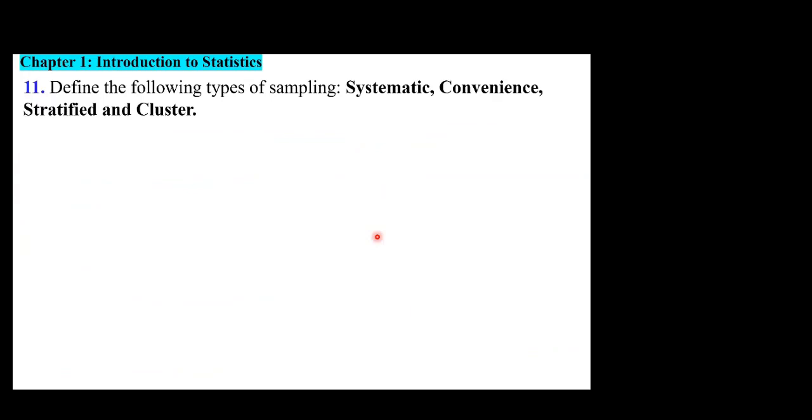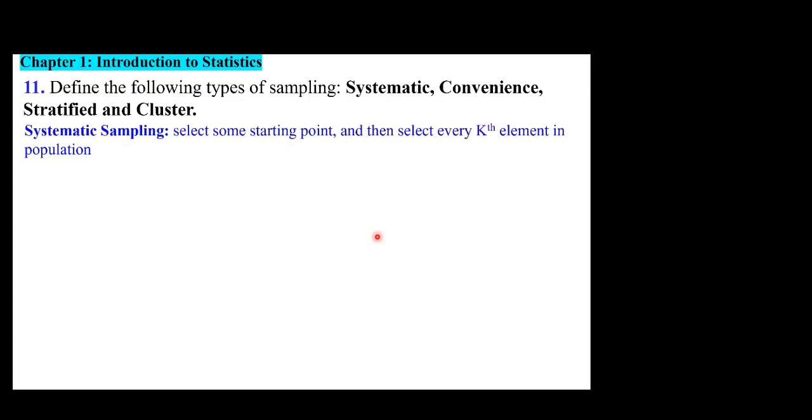You find the following types of sampling: systematic, convenience, stratified, and cluster. Systematic sampling: select some starting point and then select every kth element in the population. As an example, in a population of 50,000 people, a statistician selects every 100th person for sampling.